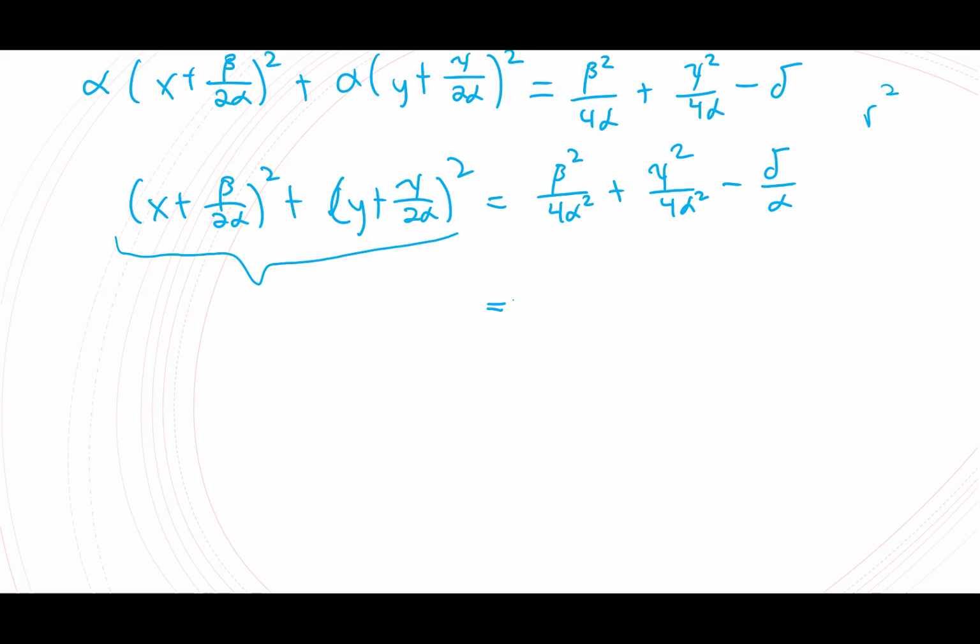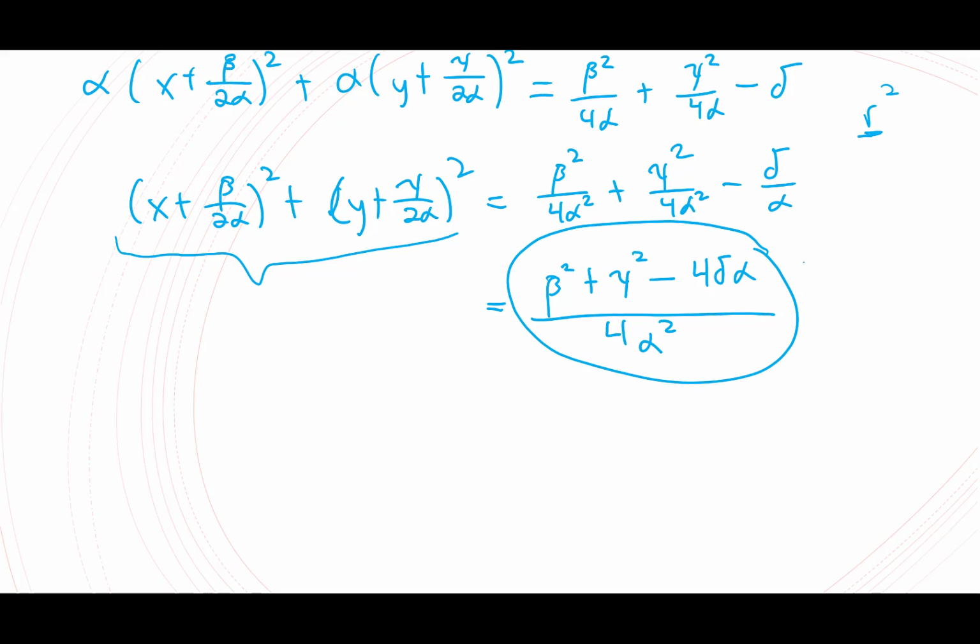Okay, so if I go ahead and add these fractions together, you'll see that we get beta squared plus gamma squared minus 4 delta alpha, all over 4 alpha squared. Now I'm not going to write it as something squared because that would look really bad. But the thing I want you to see is, remember, if this is a circle, this is supposed to be a number that's greater than 0. Our radius should be greater than 0 because it's a distance.